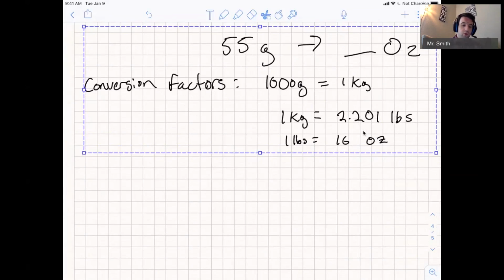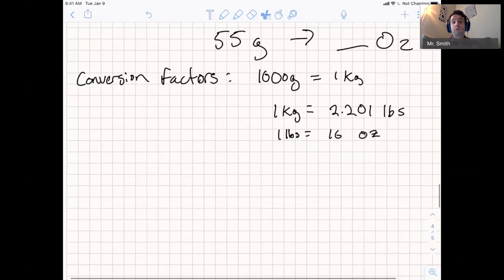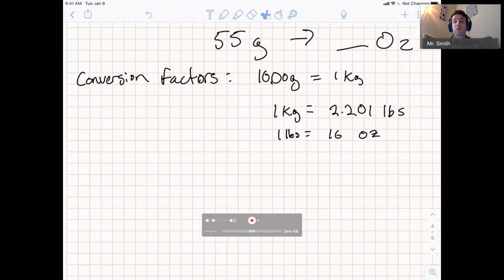So here we go. We know that we have a couple of conversion factors. We know there's 1,000 grams, exactly 1,000 grams in 1 kilogram. We know that 1 kilogram has 2.201 pounds. And we know that 1 pound has exactly 16 ounces in that. So we're going to use that to help us solve the problem.